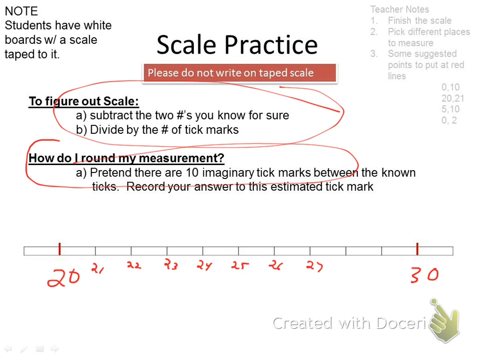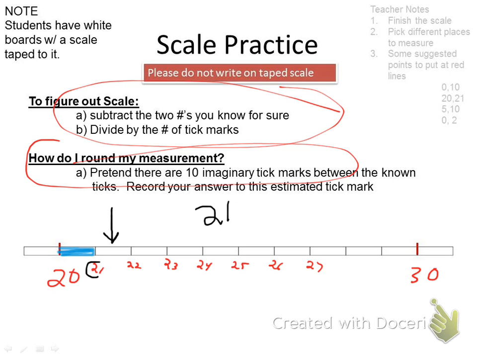Okay. What if I said to you, what is this measurement right here that I'm pointing at? The way you go about answering this is as follows. You say, okay, I know that I've at least made it to the 21. So we should all agree that the correct answer is 21.